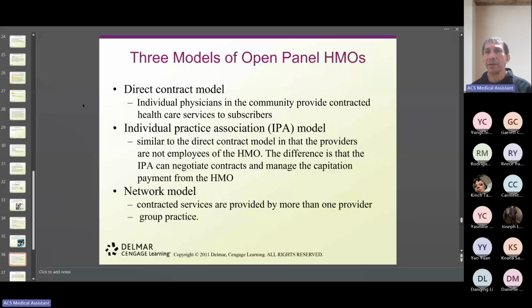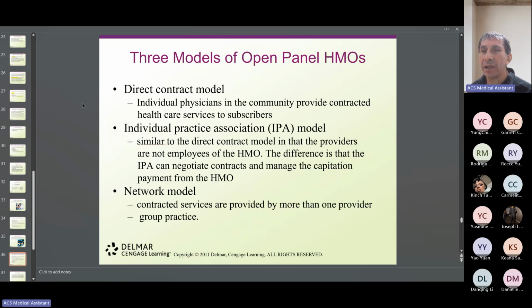So remember, these are directly the individual physicians and the community, remember, that provide the contracted healthcare services to subscribers. So I open my door for this particular insurance if I want to receive them. That's basically what it is.